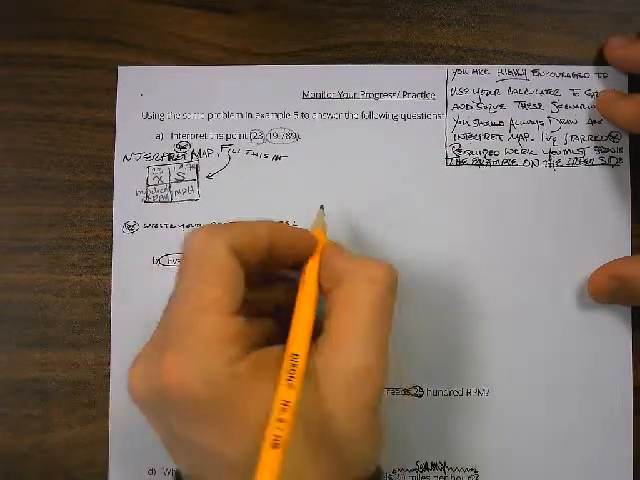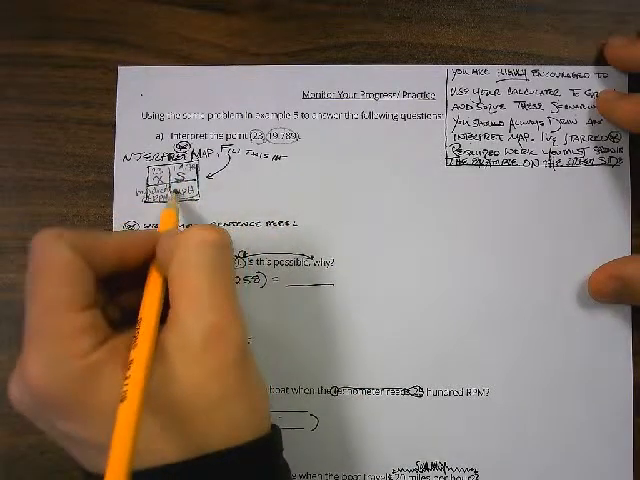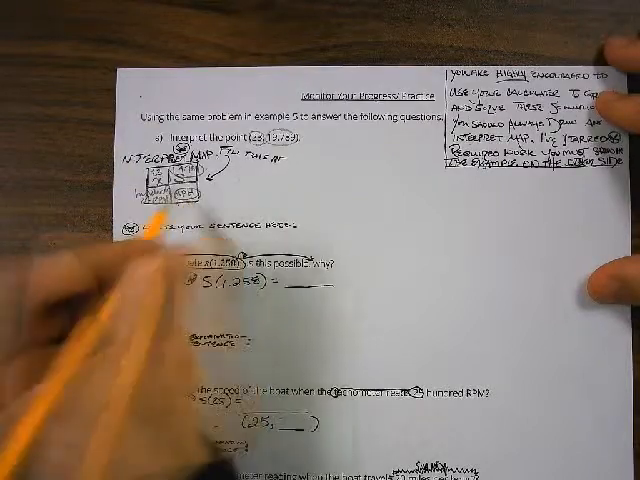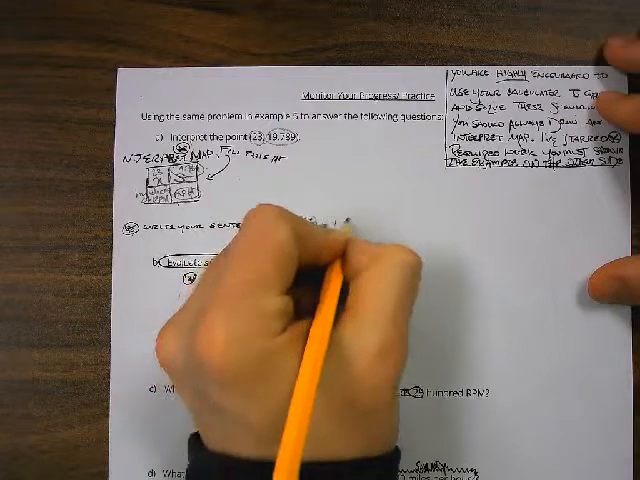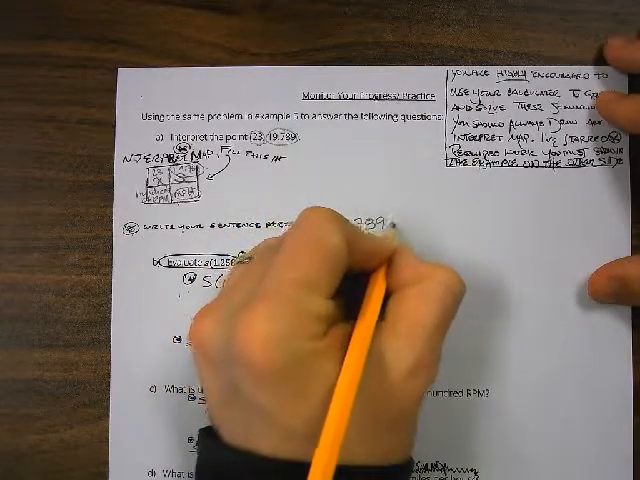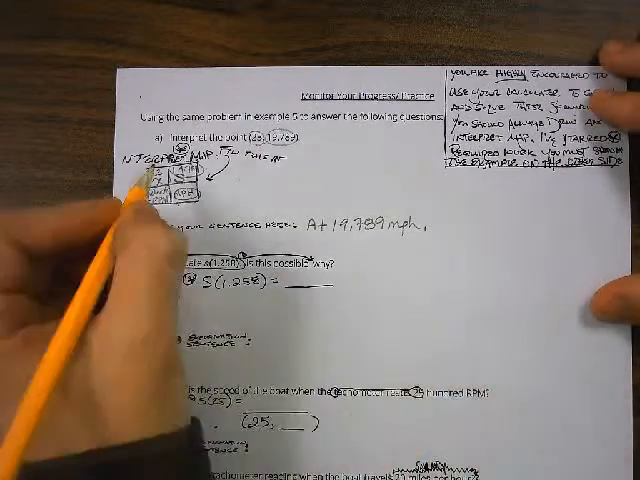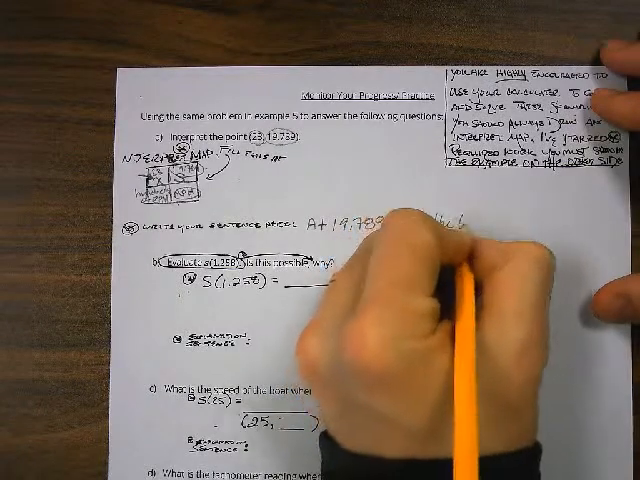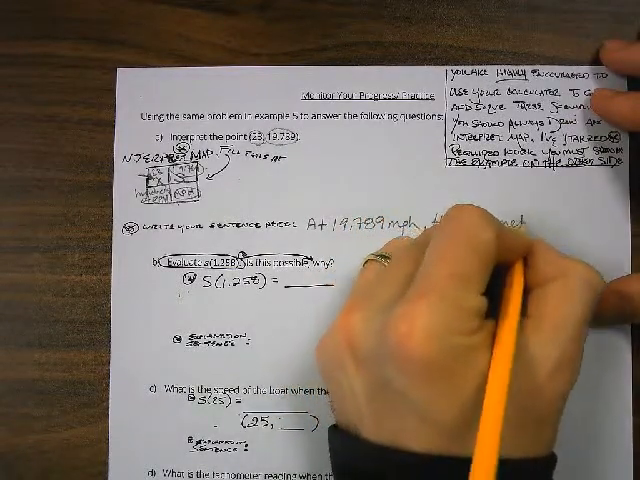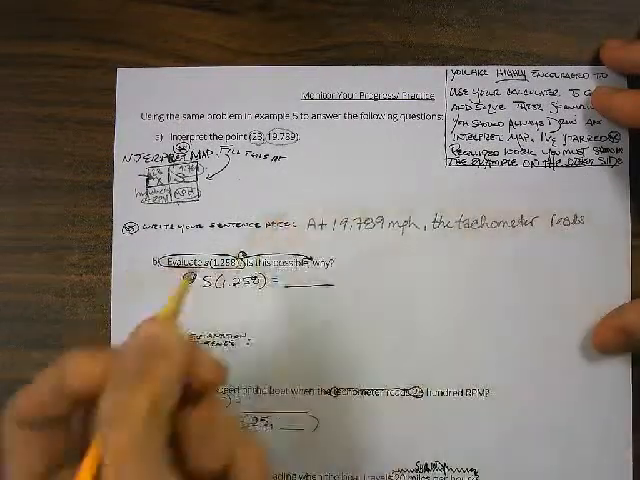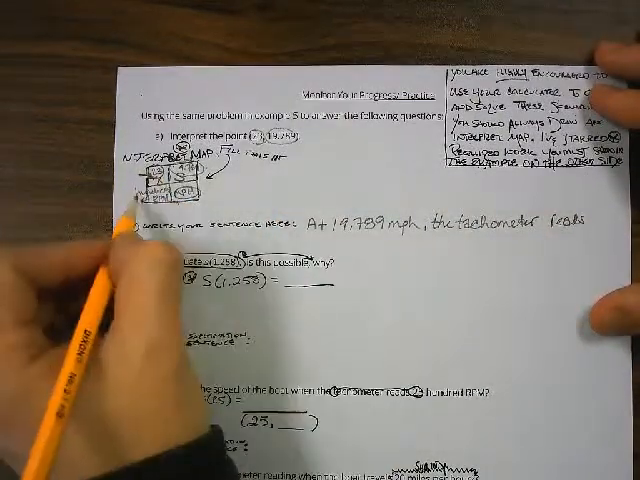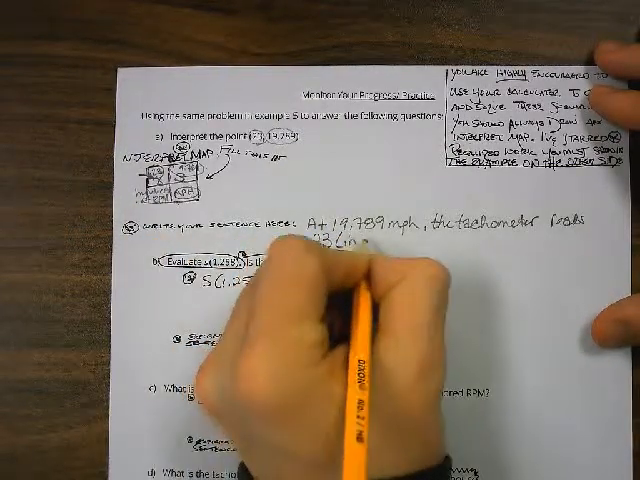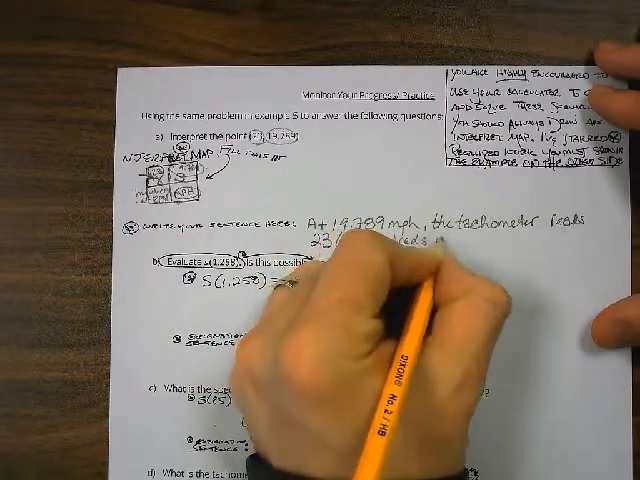To write your sentence, you're just going to say, okay, at miles per hour. So when the boat is traveling 19.789 miles per hour, the tachometer, that's the x variable, reads, and then just tell me whatever that tachometer was at. It is 23 hundreds of RPMs.